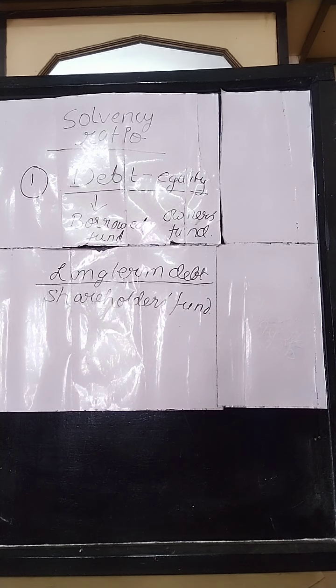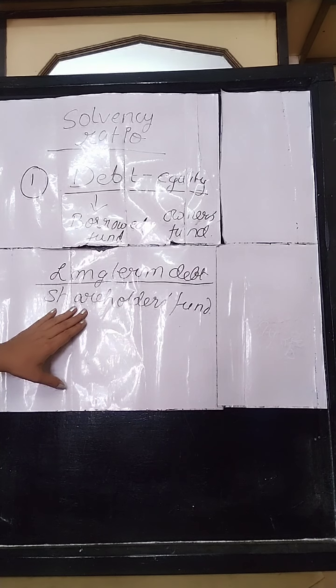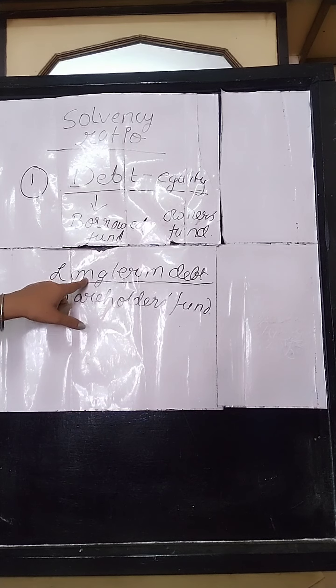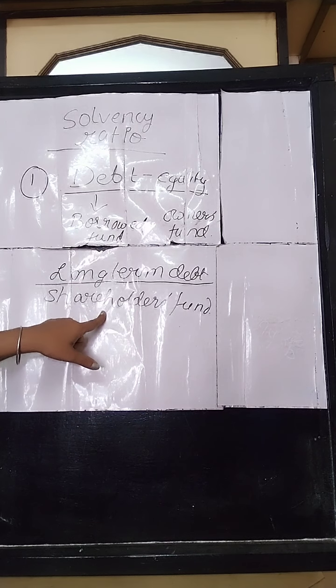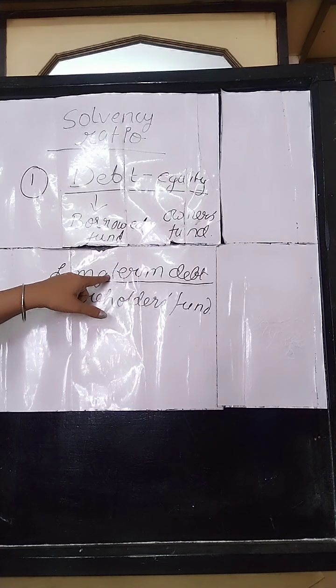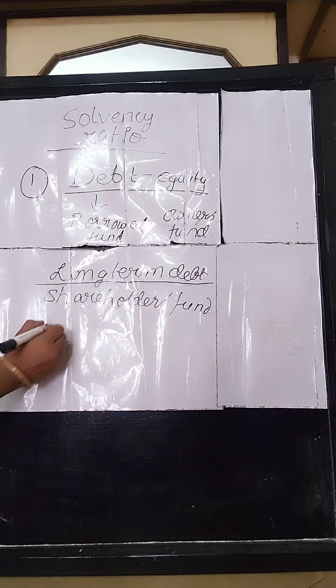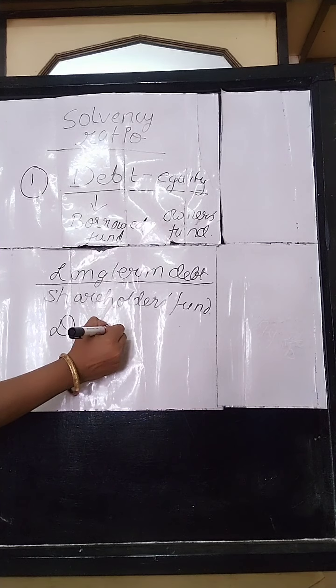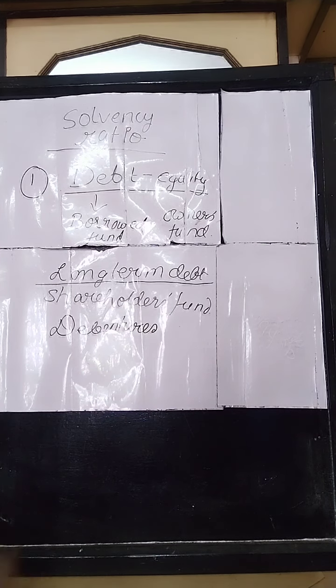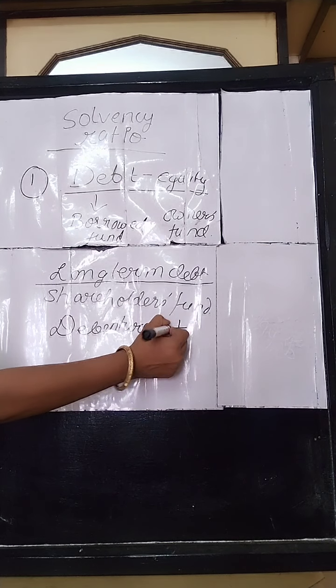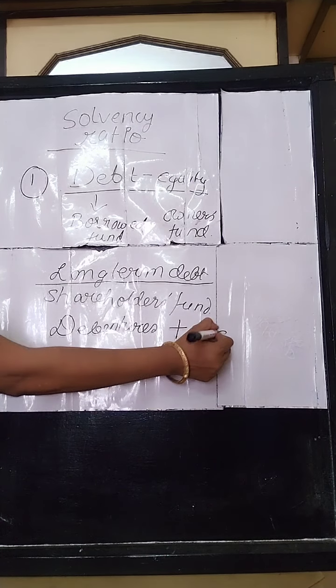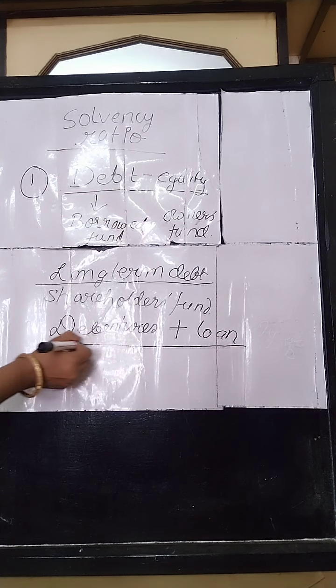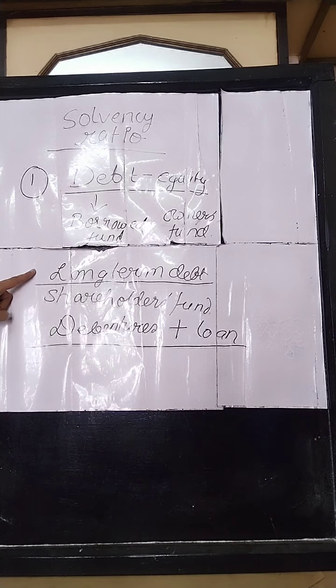Now we have to know what items are to be included in long-term debt and what items come under shareholders fund. Long-term debt means items like long-term debentures that are borrowed from outside, plus long-term loan, any type of long-term loan. Whereas in the shareholders fund category, the items to be included are the owner's fund.